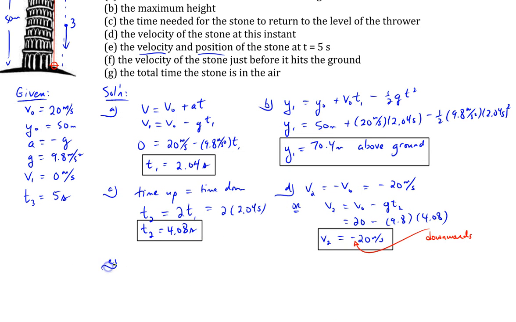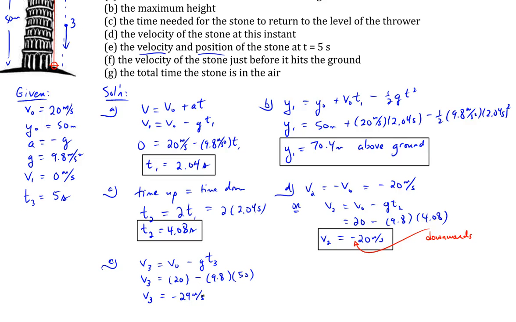All right, so for part E, there are two solutions in here. The velocity, you can use v3 equals v0 minus g times t3. And so that would be 20 meters per second minus 9.8 meters per second squared times 5 seconds. And this gives you an answer of negative 29 meters per second.